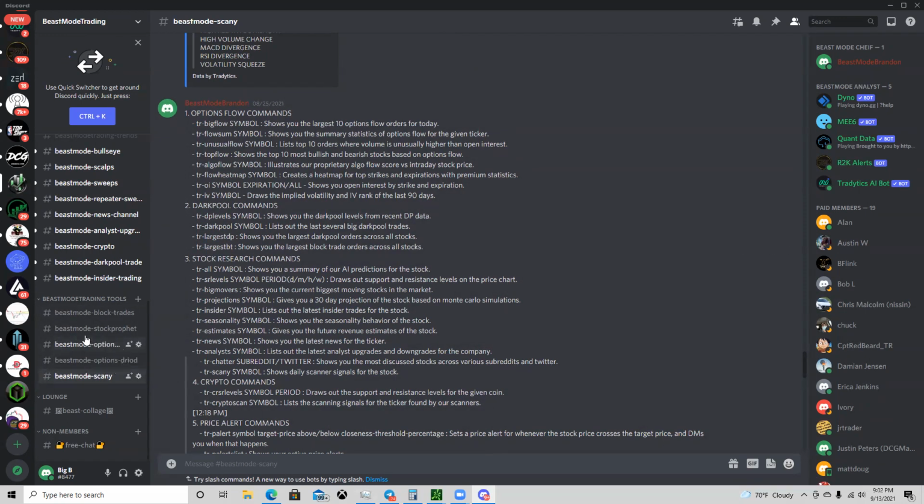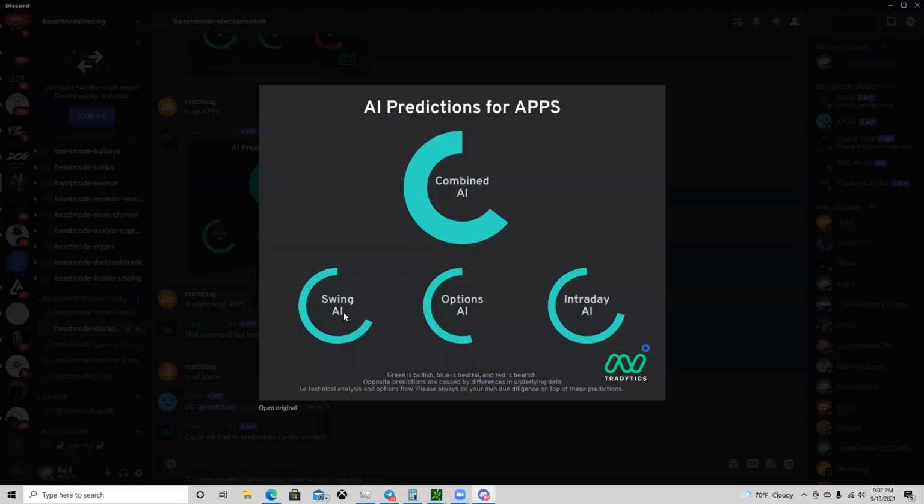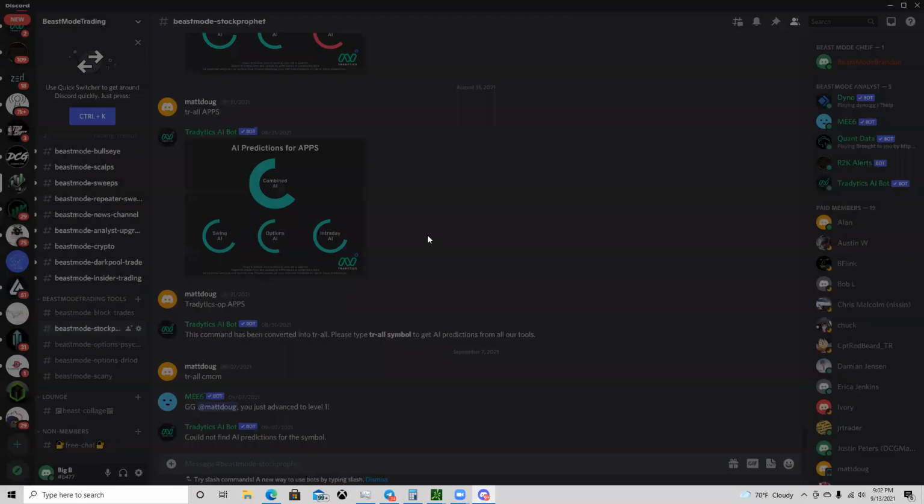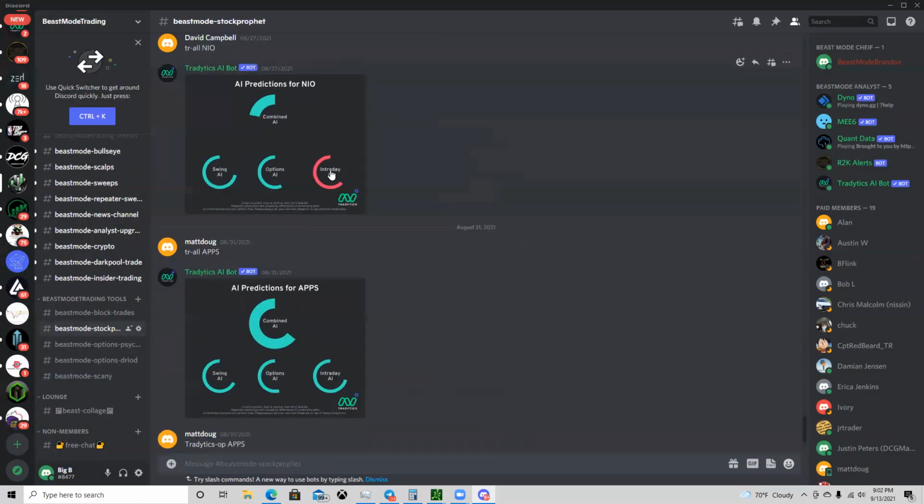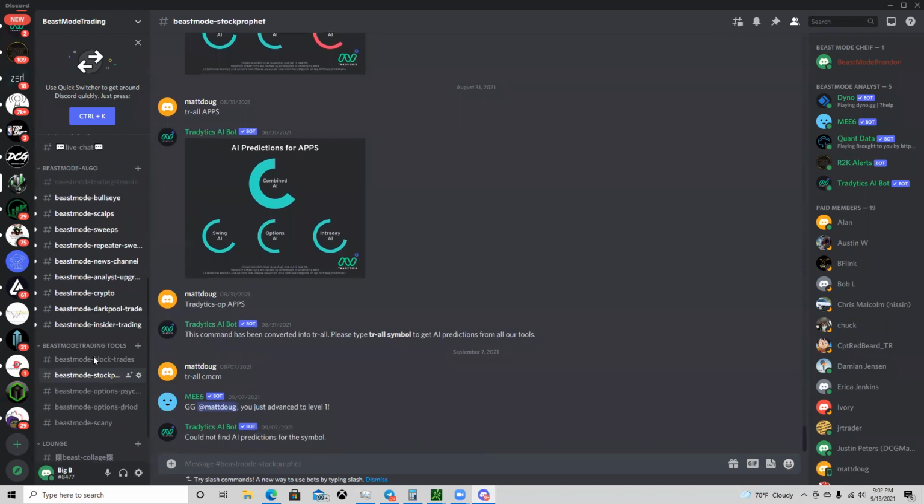You could type whatever one you want to, and you'll get, like here, the swing AI, the options AI, intraday AI, a combined AI, that's super bullish. I see a red one, so it's red bearish, but the swings are bullish. So once again, it gives you confirmation on a bias to take a position. But you always go back to the charts. You just don't trade off this solely. You know what I'm saying? Right. We're all expert traders.